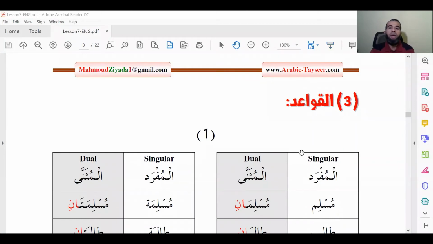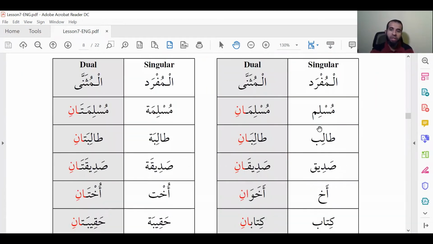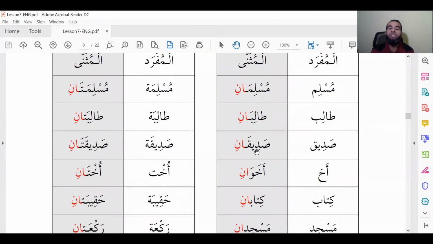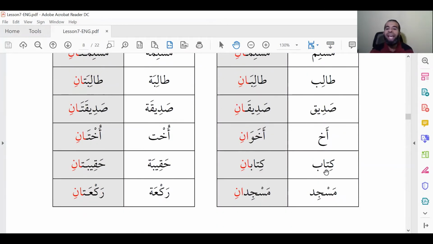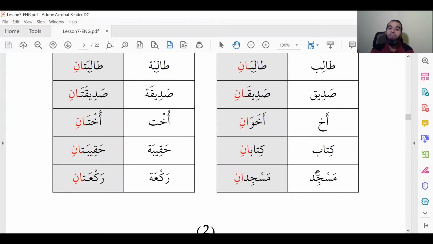الدرس السابع القواعد. The first here is about the singular and dual. المفرد المثنى. Here Muslim. Here it's for masculine and here for feminine, inshallah. So let's start with masculine. Muslim becomes musliman. Look here, only alif wa noon. Alif and noon. طالب طالبان. صديق صديقان. أخ أخوان. There is wow here. كتاب كتابان. مسجد مسجدان.